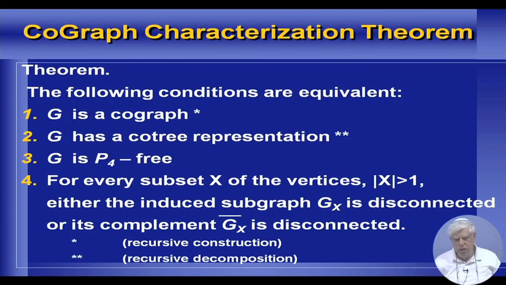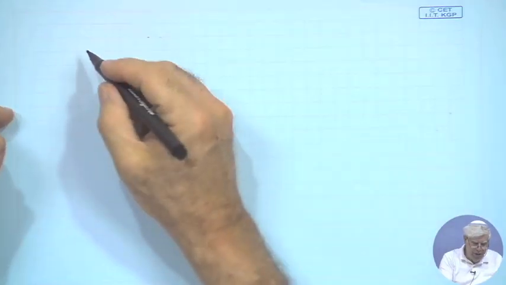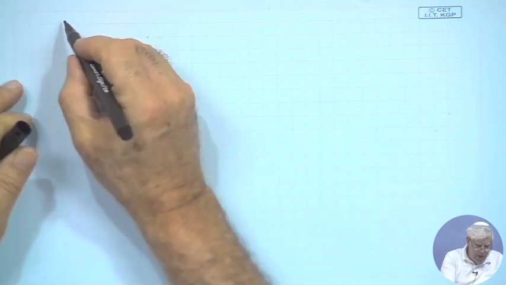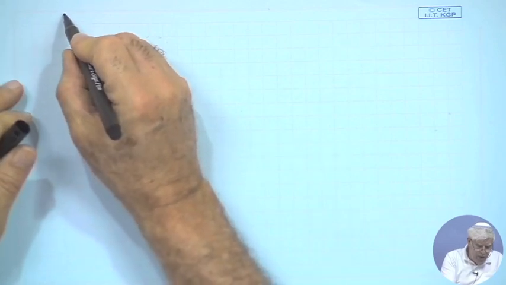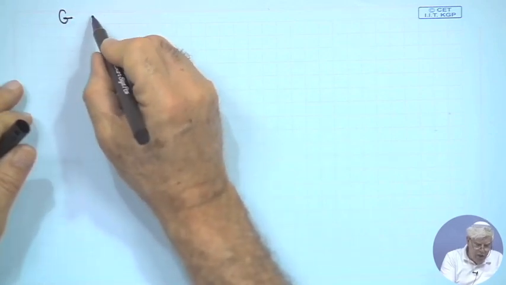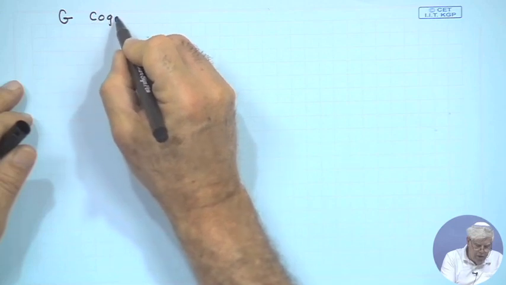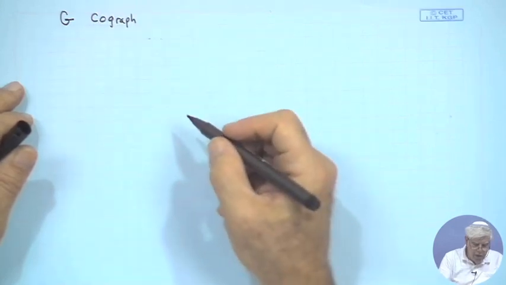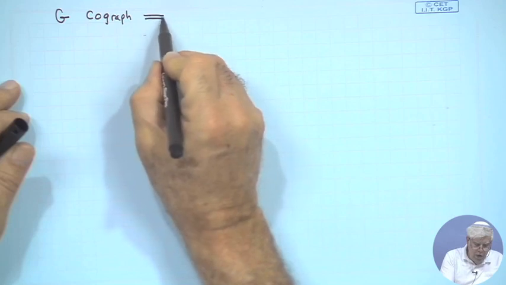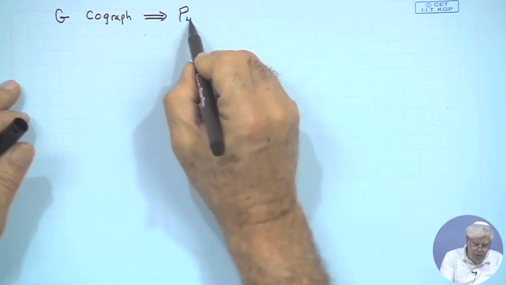Yeah, so let's go to the pen and paper to prove this theorem. Okay, so the cameraman would look at my page. We'll see that the first condition was that G is a CoGraph. And I want to show that that implies that it's P4 free.